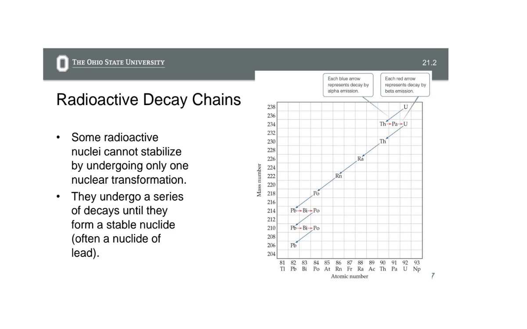All right, there are plenty of radioactive nuclei that are not able to become stable after just one type of nuclear decay reaction or one nuclear transformation. A good example of that is uranium-238. It will actually undergo a series of decays before it gets to a stable nucleus.